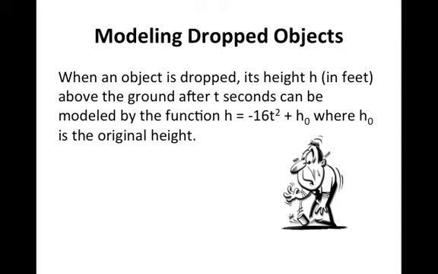Its height, h, in feet above the ground after t seconds can be modeled by the function h equals negative 16t squared plus h naught. H naught is h with a little 0 at the bottom, the original height. It's the height at time 0, the height when the object was dropped.